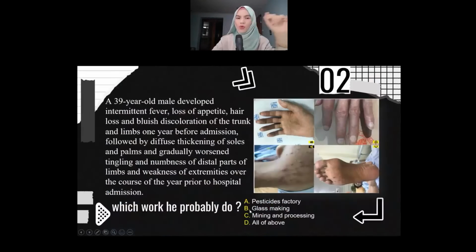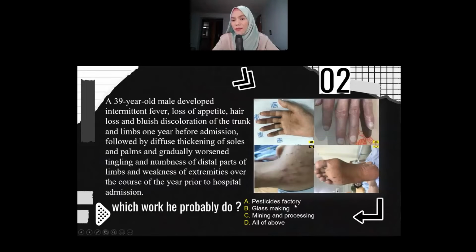engines. Question number 2. A 39-year-old male developed intermittent fever, loss of appetite, hair loss, and blurred discoloration of the tongue and limbs 1 year before admission, followed by diffuse thickening of the sole and palm, gradual worsening tingling and numbness of the distal part of the limbs, and weakness of the extremities over the course of 1 year prior to admission. What is it? Note the finding from the nail bed of the finger. Which work did he probably do?